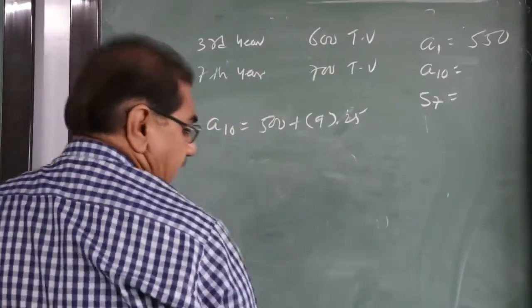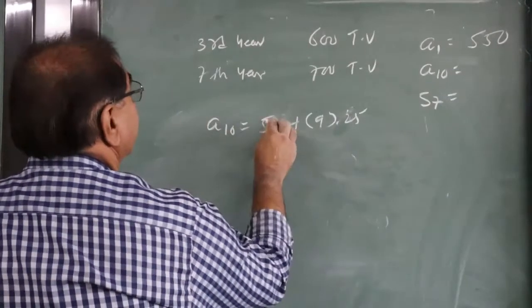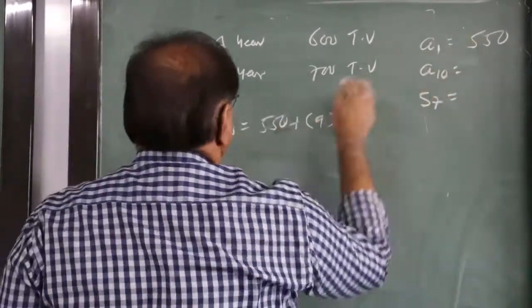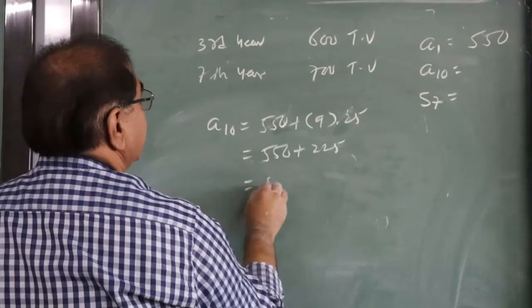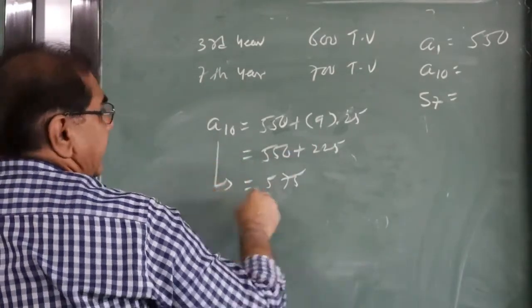And the first term is 550, not 500. First term is 550. So 550 plus 225 is equal to 775. It is A10.